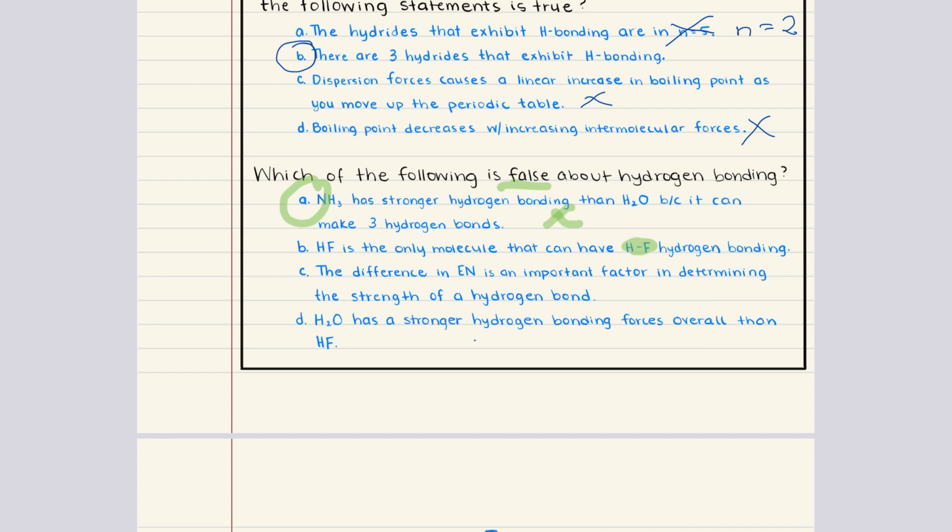Then finally, D says water has a stronger hydrogen bonding force overall than hydrofluoric acid. This is also true. Water has stronger hydrogen bonding forces than hydrofluoric acid because each water molecule can form 2 hydrogen bonds, and that allows it to create a more extensive hydrogen bonding network than hydrofluoric acid, which can only form 1 hydrogen bond per molecule. So statements B, C, and D are true. The only false statement here is answer choice A.